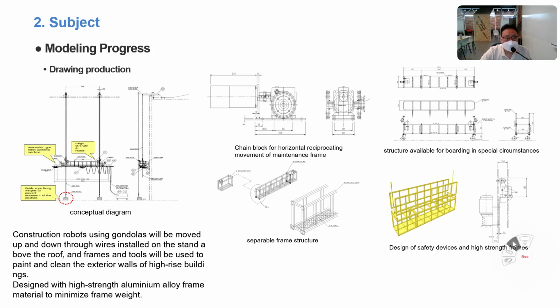This picture is drawing production. Concept diagram, the chamber, maintenance frame, separate frame structure, the design of safety device, and high-strength frame. The construction robot using a gondola will be moved up and down through wires installed on the stand above the roof, and frame and tool will be used to paint and clean the external wall of high-rise buildings.